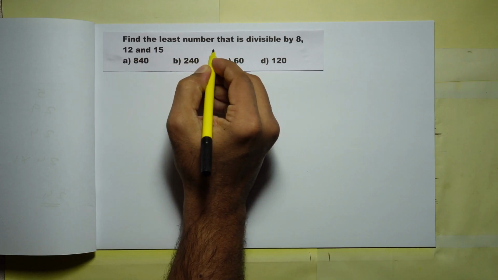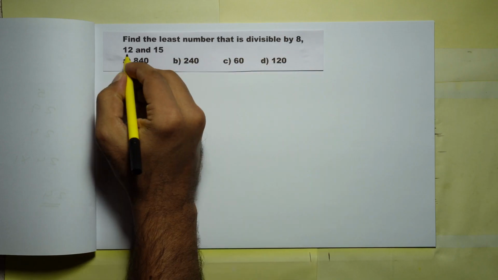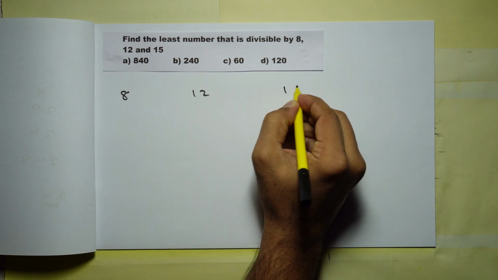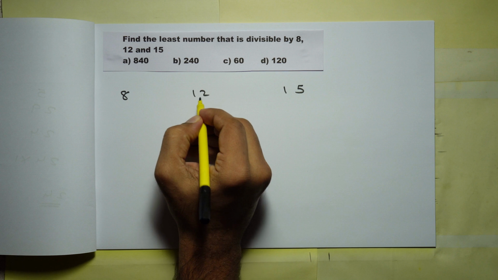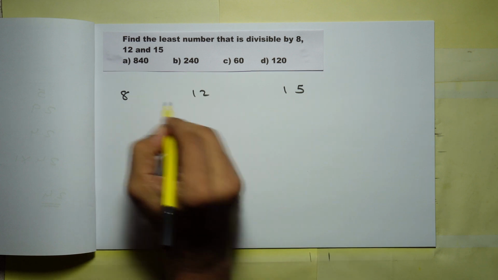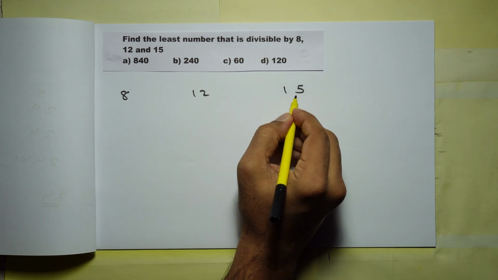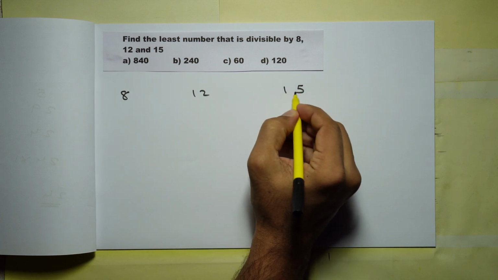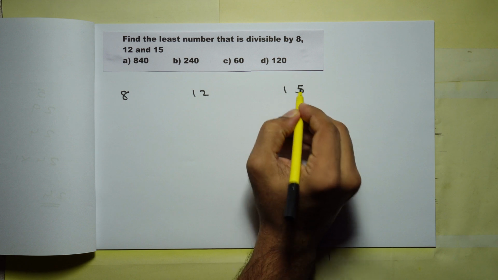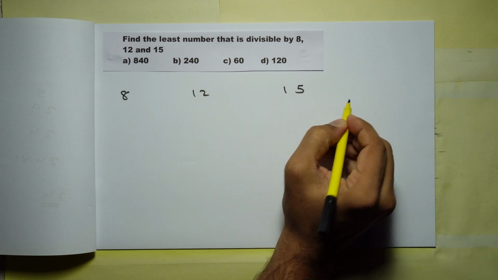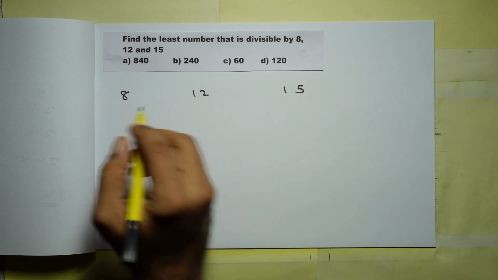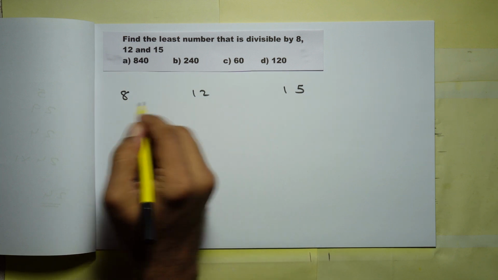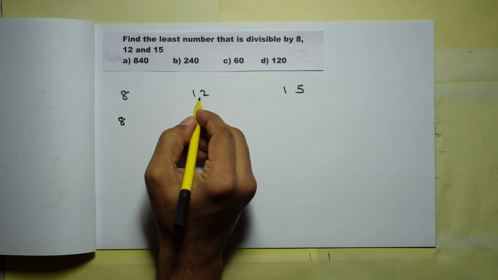Find the least number that is divisible by 8, 12 and 15. So the numbers are 8, 12 and 15. So you must find a number that should be divisible by each of the three numbers. That is, that number should be divisible by 8, it should be divisible by 12 and it should be divisible by 15 also. And what is the least such number, smallest such number? Now the procedure is like this. So first you find out the factors. So 8, I'll just write it as 8 itself.